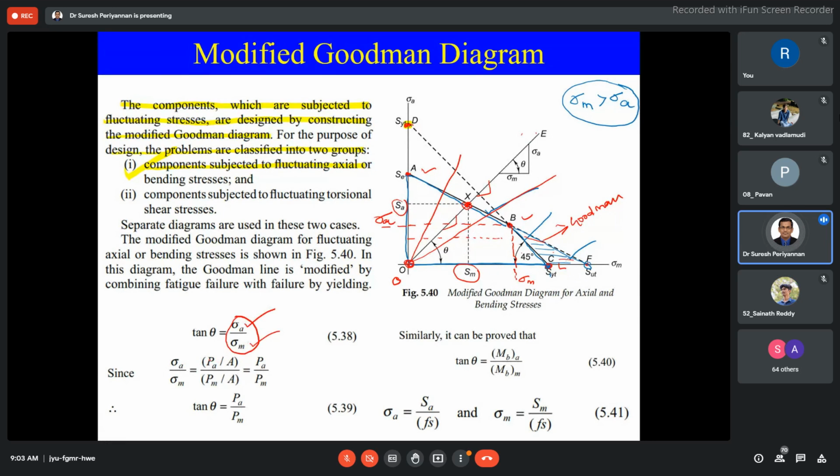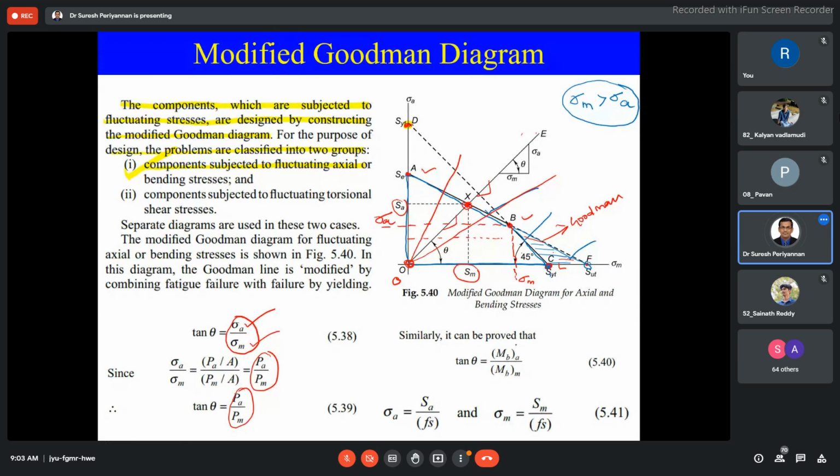Sigma A is nothing but load by area. Area is common, so finally PA by PM. Now tan theta is equal to PA by PM. Why SA and SM are introduced, I will come to later. You can understand it later.